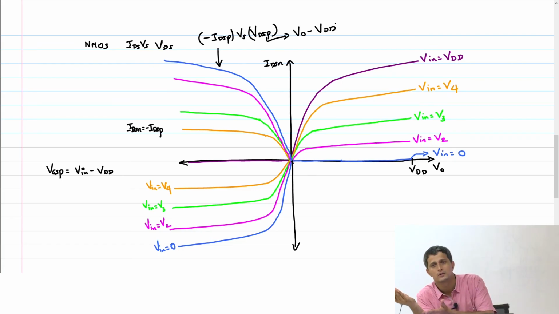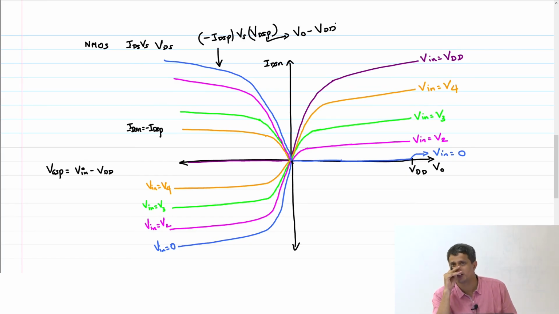Move to the right, correct? The whole thing just shifts. So x equal to 0 will happen at x equal to VDD, right? Because it is V out minus VDD.